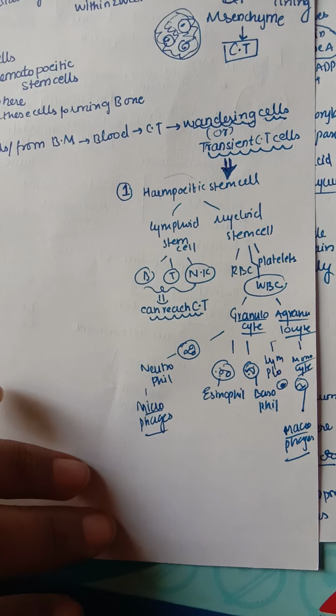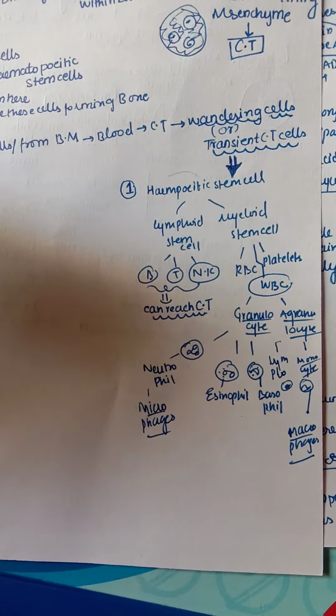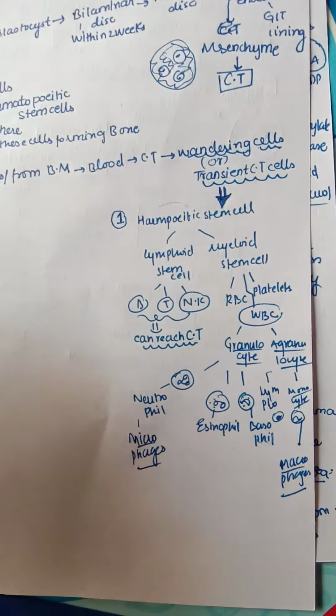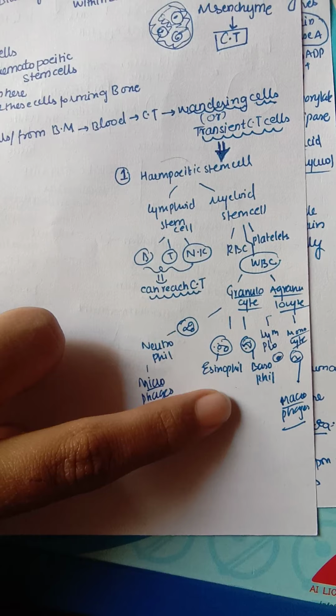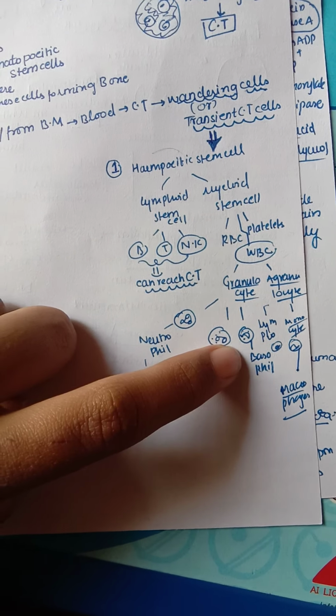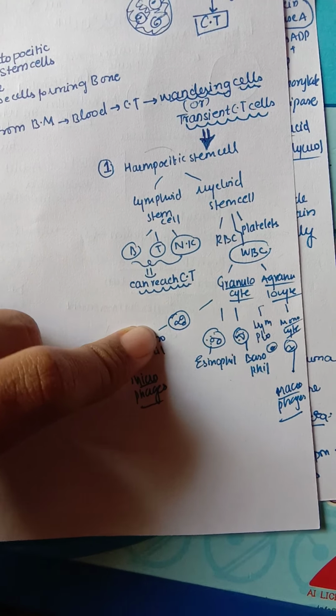And in agranulocytes we know we have lymphocyte and monocyte. And the monocyte, when it comes into action, is known as macrophage. So you can see the neutrophil with its multilobular nucleus, the eosinophil with a bilobed nucleus, and the basophil with a kidney shaped nucleus.